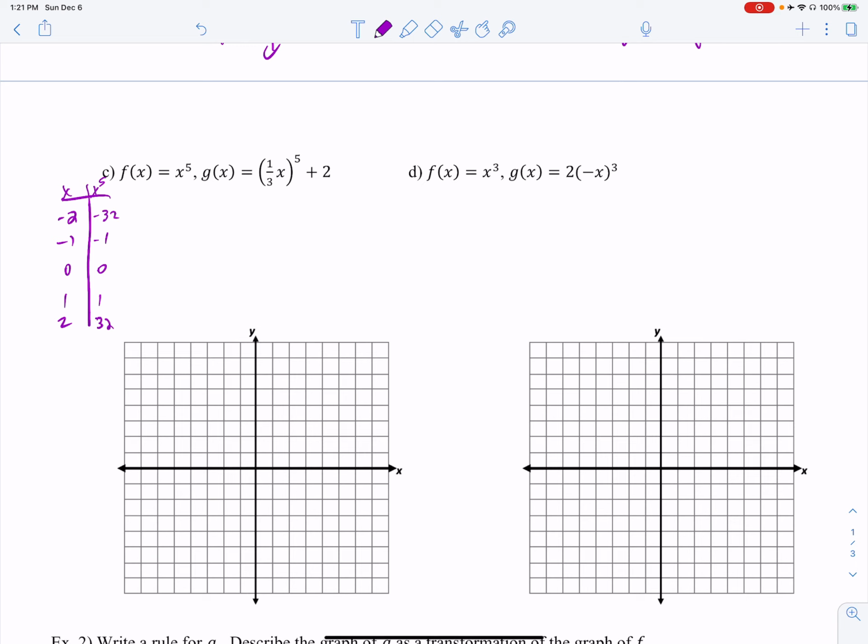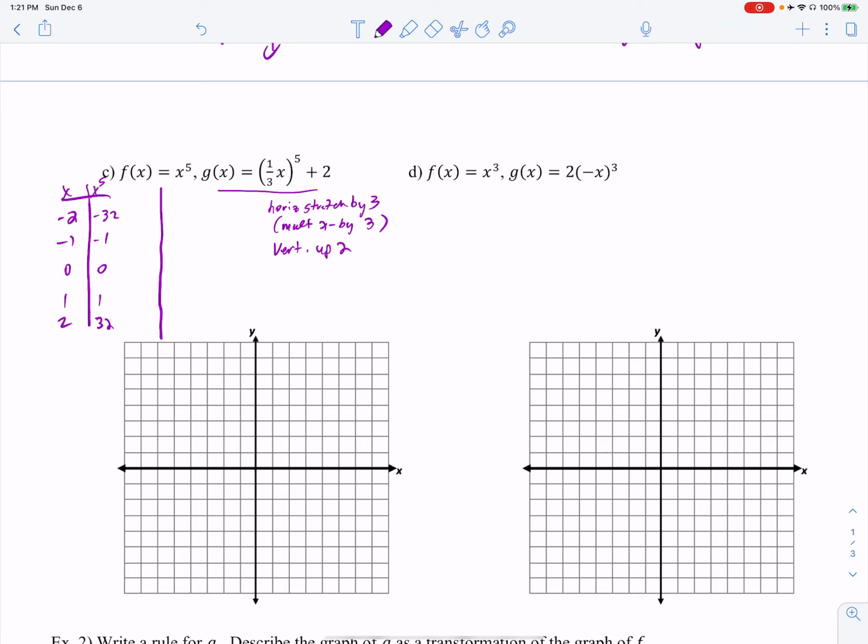And then over here, the 1/3 being times the x inside is a horizontal stretch by 3. You have to multiply those x's by 3. And then the plus 2 is you're going to go vertically up 2 units. And that means we're going to add 2 to the y coordinates.